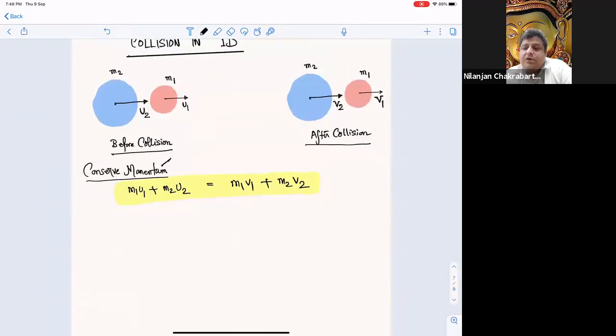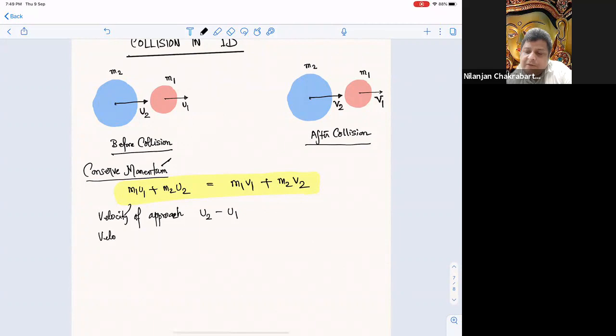Now there is one more term here. There is the velocity of approach. If collision has to occur, u2 is greater than u1, right? The blue body should have velocity more than the red body, then only it will strike. So the relative velocity of approach is u2 minus u1.